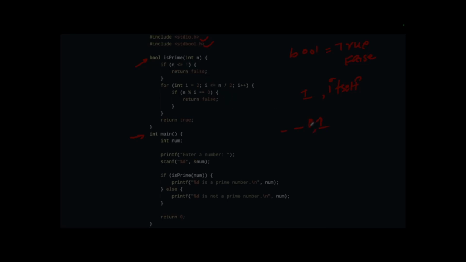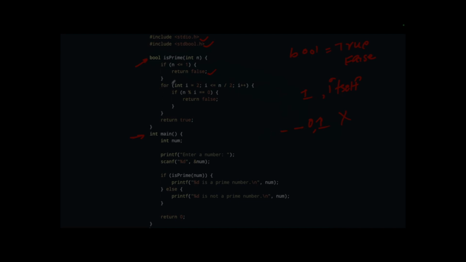So whenever the entered value is either 0 or 1, we are simply rejecting it and telling it to return false. Okay, until now, if 0 or 1 is entered by the user, it will return false. Boolean format, false is returned when n is less than or equal to 1. That means 0 or the negative values.